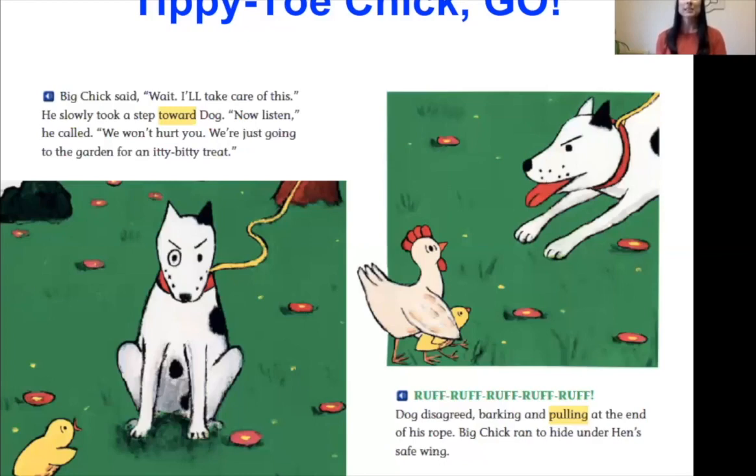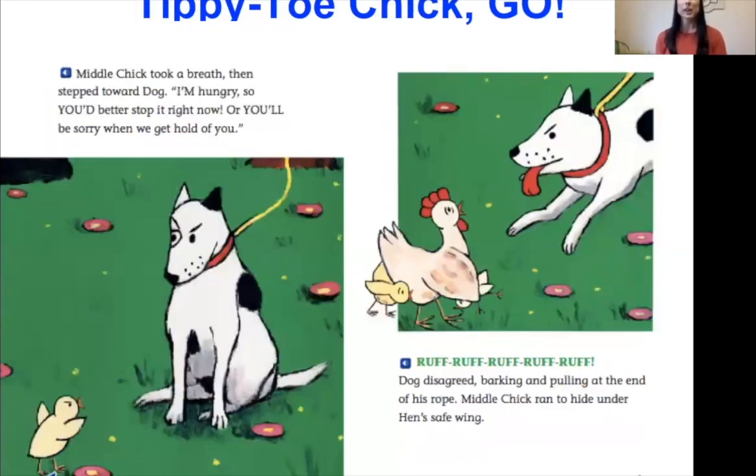The text says the dog disagreed. We can see that in the story because the text tells us the dog barked and pulled at its rope by trying to get to the chick. Big Chick's reasoning did not work. The dog scared Big Chick and he ran back to his mom. Let's turn the page.